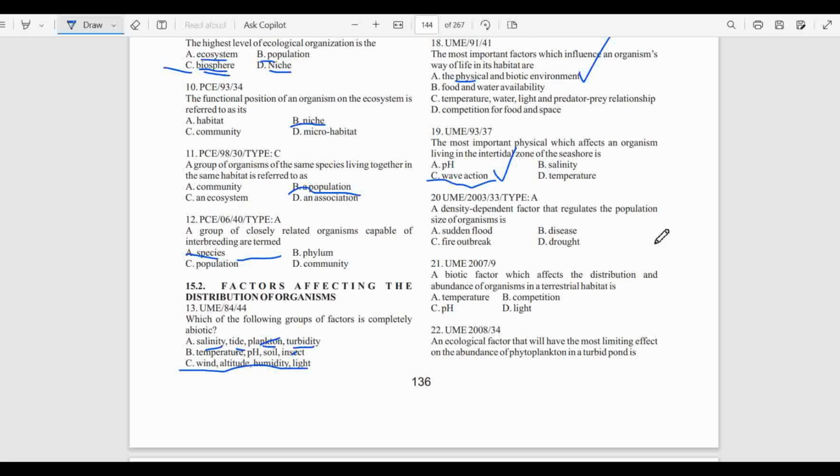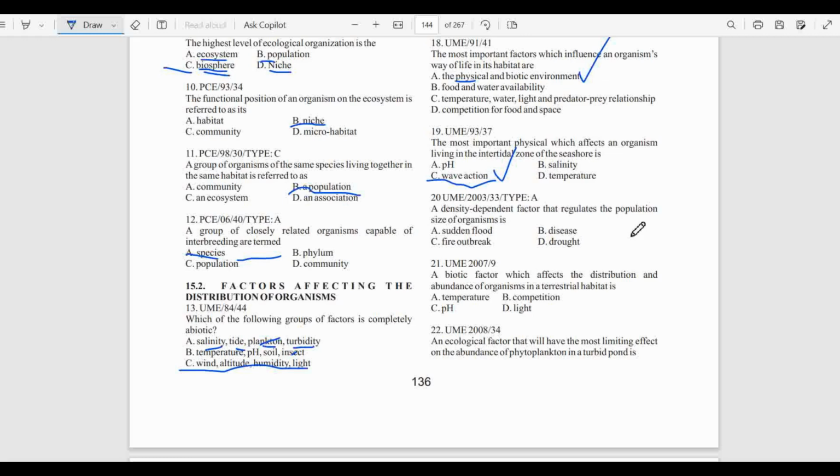Question 20. A density dependent factor that regulates the population size of organisms is... So what do you mean by density dependent factors? Those are factors that affect population growth, either by increasing or decreasing as the population changes. Let me give you an example. For example, predation, food, competition, diseases, those can actually affect, right? They can affect whether organisms will continue to grow if there's food, or if there's scarcity of food, the organism population will reduce. So those are density dependent factors.